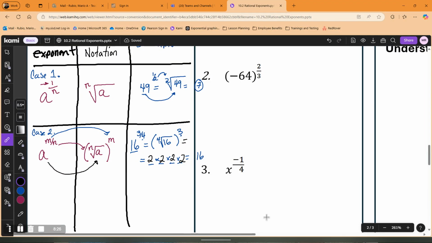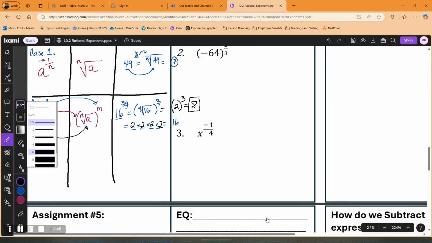4th root of 16, and we are going to start to use calculators here in about the next week or so. The 4th root of 16 is 2, and then it's all raised to the 3rd power, and 2 times 2 is 4, times 2 is 8. So that's our final answer when we simplify.